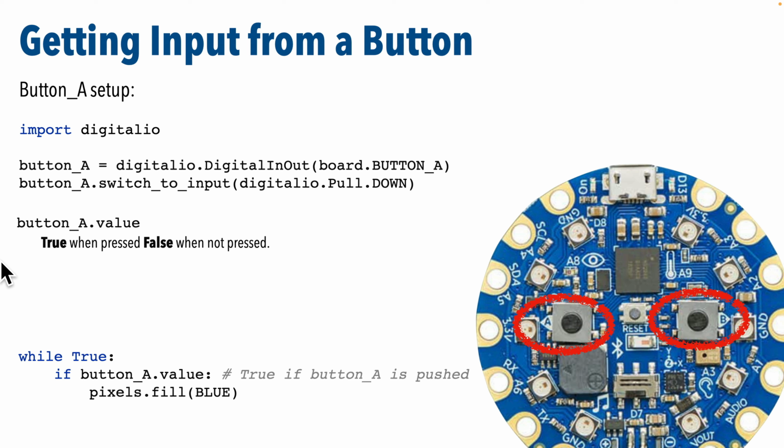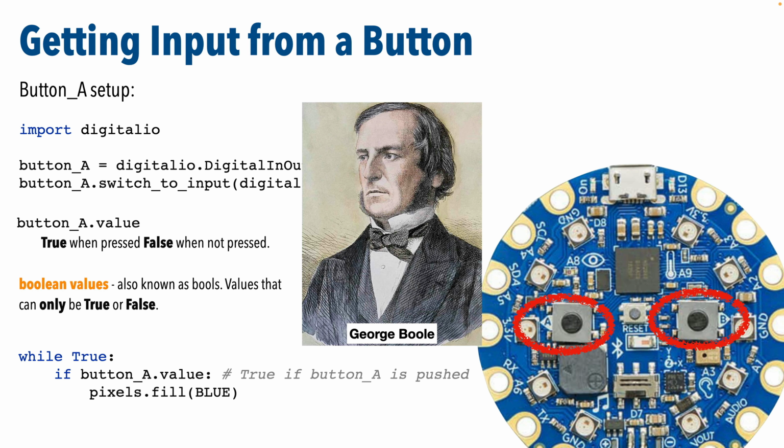Now we call values that are either true or false Boolean values or bools. They're named after the 19th century mathematician George Boole. Cool to have a data type named after you, George B. Bummer you died in 1864 and never got to code in CircuitPython.